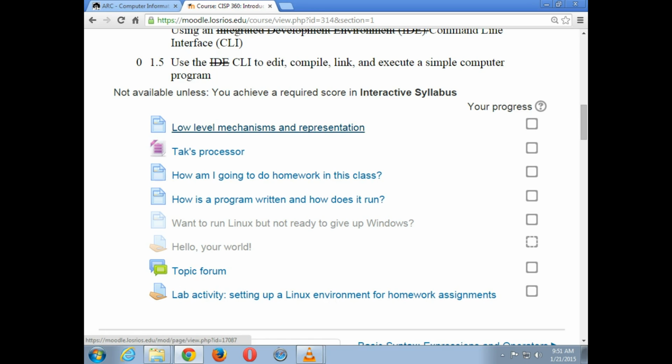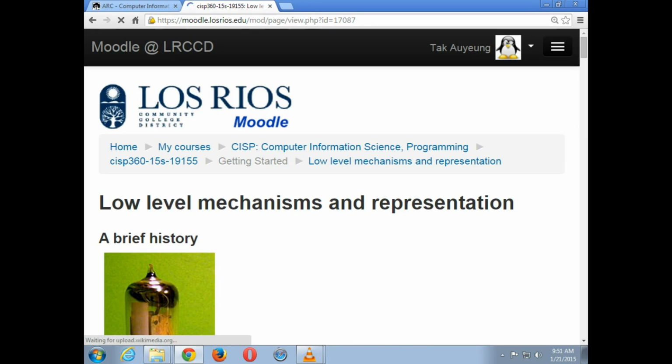Right, so we'll start with low-level mechanisms and representation. This is actually a slide that I borrowed from my CISP 310 class, which is the next class that you can take after this one. I'm not expecting everyone in this class to fully understand everything in this slide, but I do want you to get a general idea of what is really at the bottom level of computers.